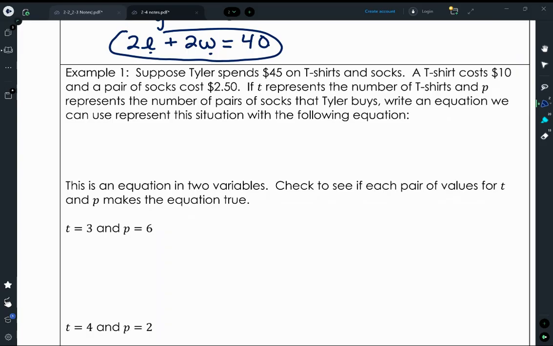So let's read through this. Remember, when we're reading through the problem, first we're just reading it through and trying to visualize what's happening. Then we're looking at our numbers, and then we're really trying to make sense of it and come up with some sort of equation.